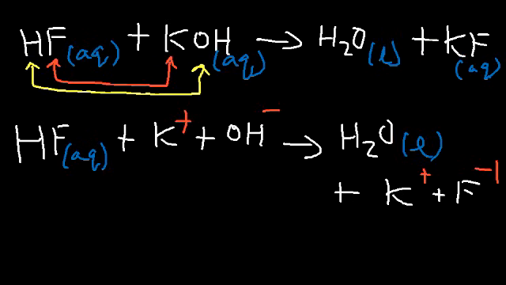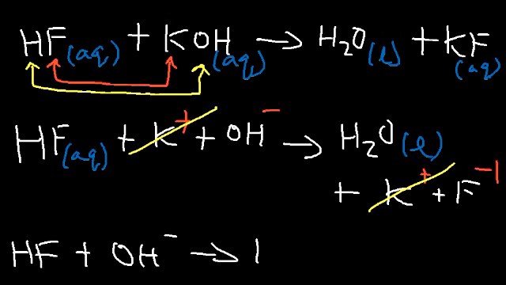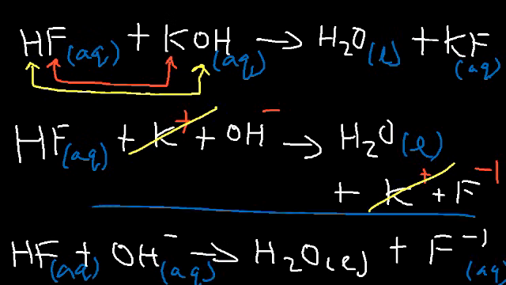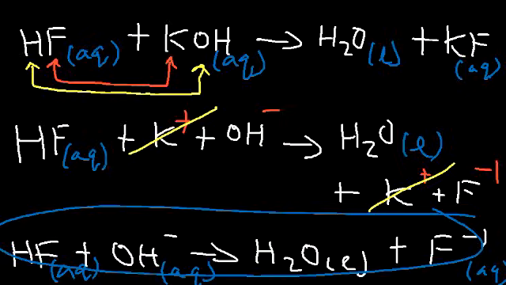So what are the spectator ions in this particular problem? So potassium is exactly the same. So the final net ionic equation is HF plus hydroxide, which yields water and fluoride. So everything is going to be in the aqueous phase except liquid water. And so this is the net ionic equation for this example.